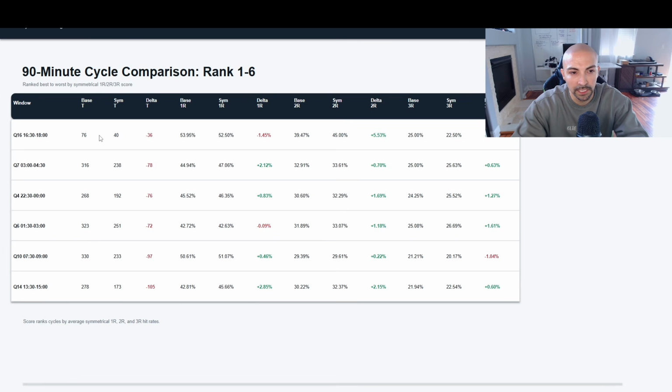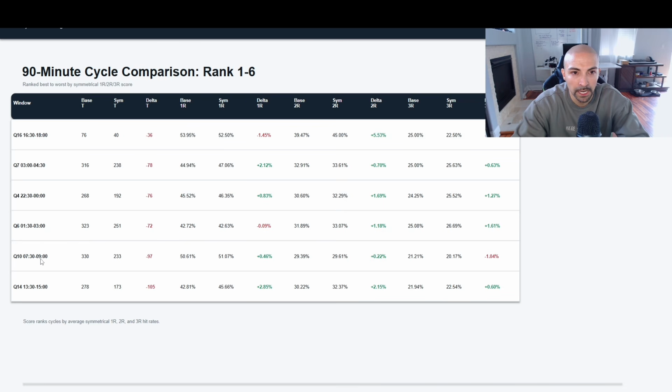So you got fewer trades, less data. And that's probably why you have a higher percentage there too. So me personally, I'm not even going to consider quarter 16. Okay. So quarter 7, quarter 4, 6, 10, 14, you had a lot more trades, a lot more data to record from. And your base 1R, 45%, and your symmetrical improved it by a couple percent.